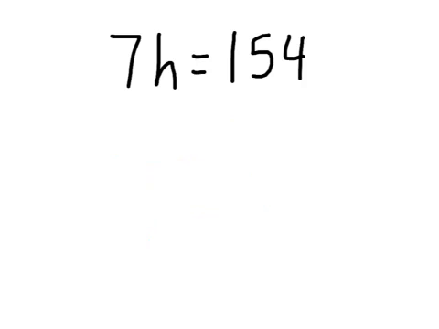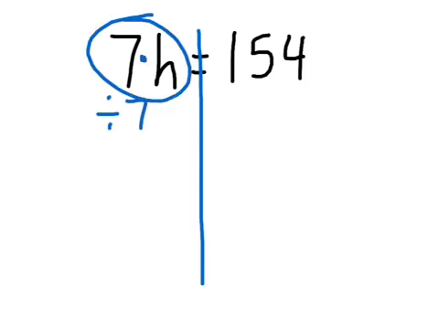7h equals 154. What this is really saying is 7 times h equals 154. So what we do in this case is we're going to draw our line straight down, just like we've always done. Now we figure out what's being done to the variable. In this case, we're multiplying. So we're going to do the opposite. Just like when we were adding, we would subtract. When we were subtracting, we would add. So if it's asking us to multiply, we're going to divide. We're going to do the opposite, divide by 7, because remember, we go on the same side as the variable.